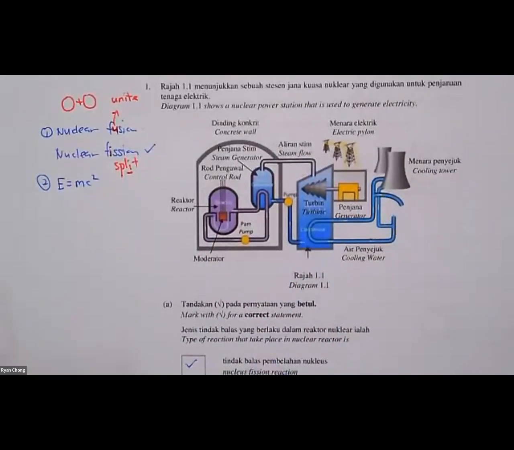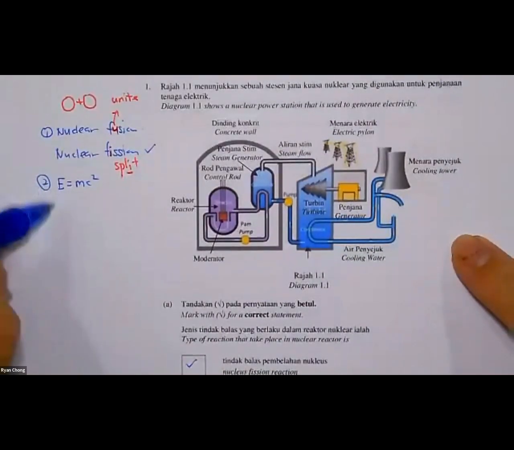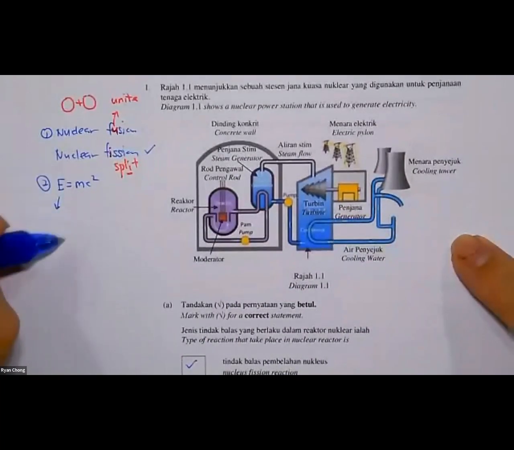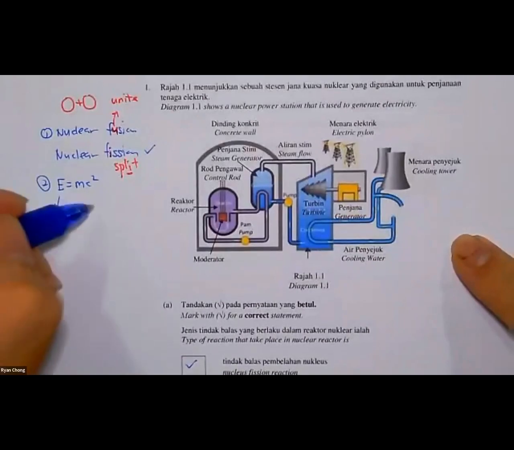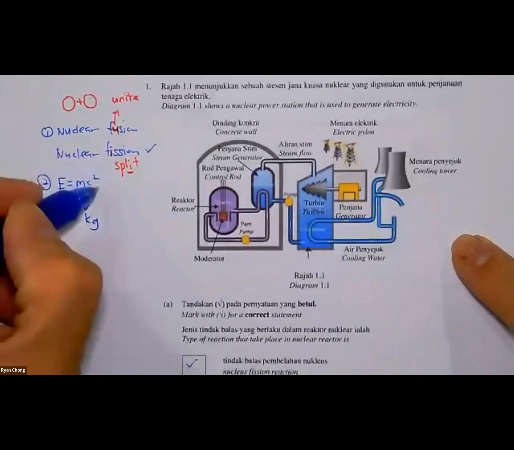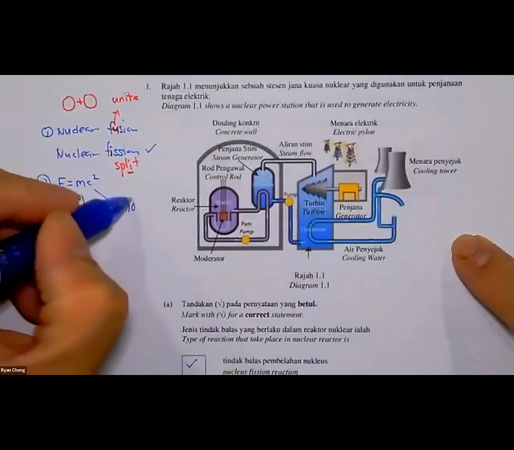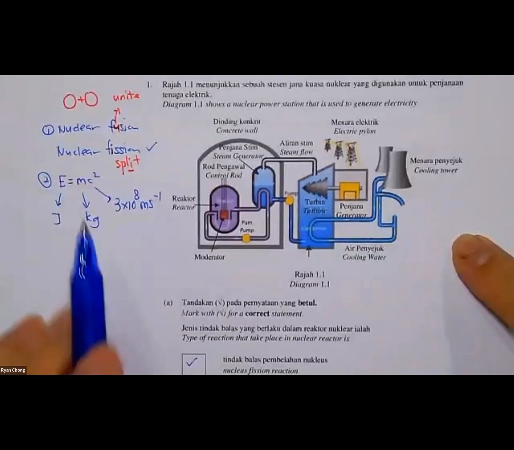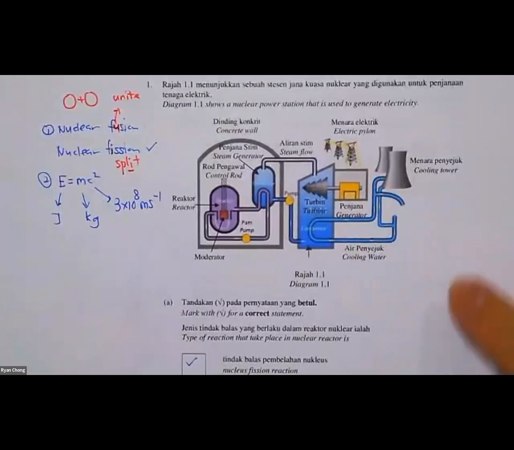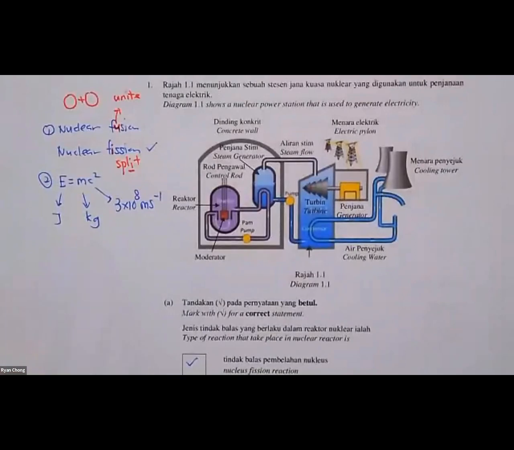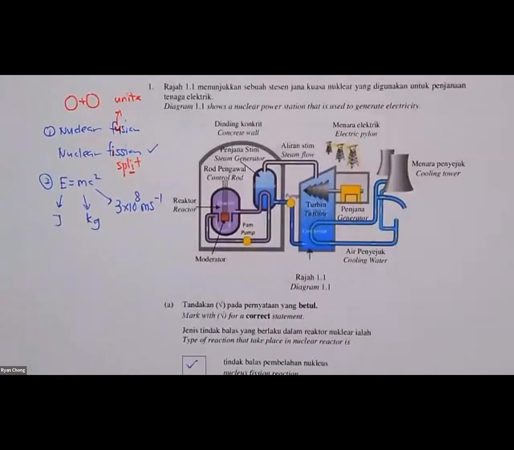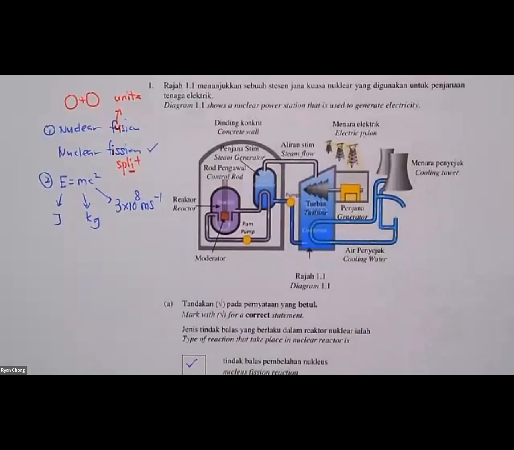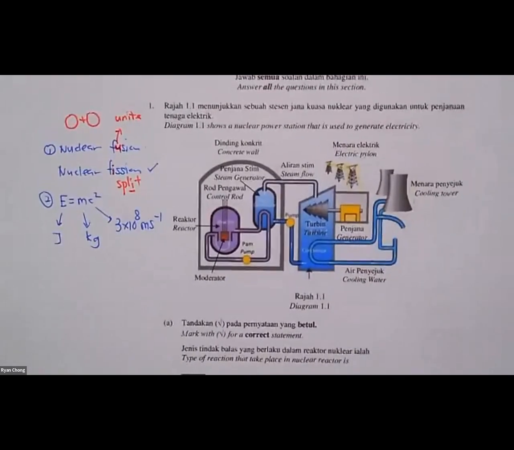For this formula, some students still have problems: they don't know what unit to use for E equals mc squared. Remember, energy is always in joule, the standard unit, while your mass will be in the standard unit kilogram, and the speed will be 3 times 10 to the power of 8 meter per second. Remember, it must be in standard units. So you don't need to worry about whether to use gram or this and that. It must be in kilogram. So the first part is something very simple, about the nuclear.